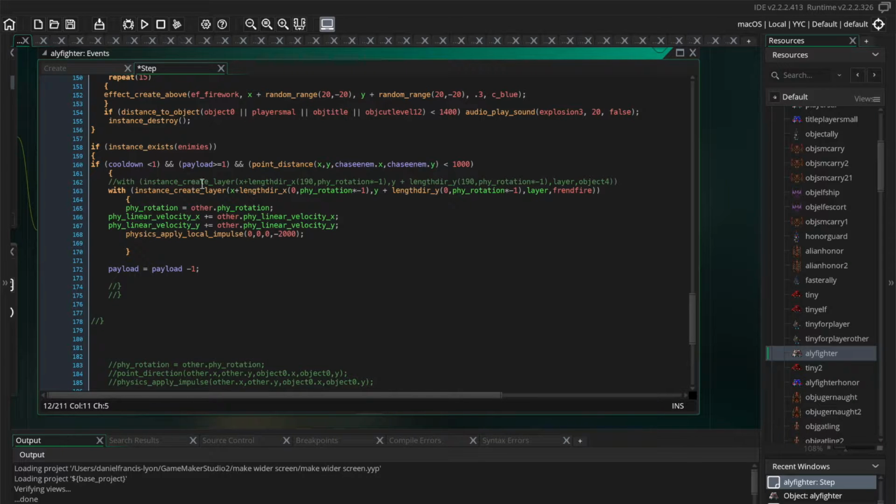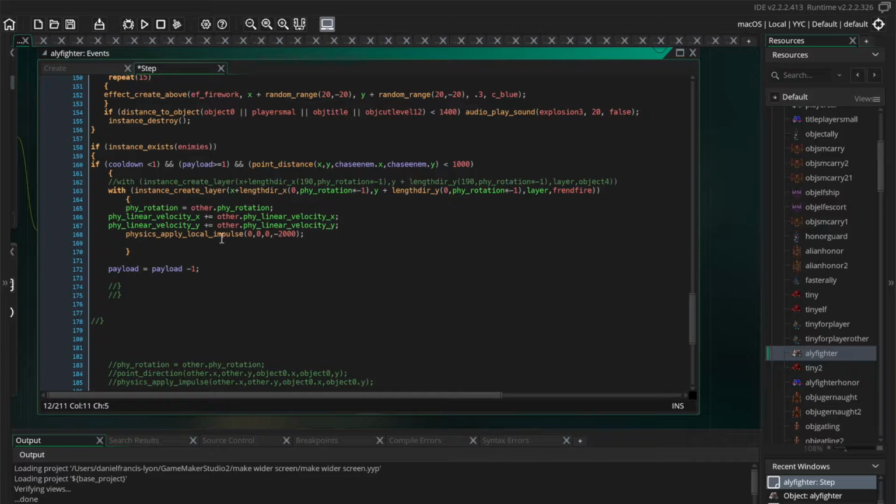Then with instance_create_layer, x plus lengthdir_x, y plus lengthdir_y. So basically, this will create my fireball, basically my projectile, right on the nose of this ship, right in front of the ship. It creates it. And then it's going to give this projectile a velocity. And physics apply local impulse.